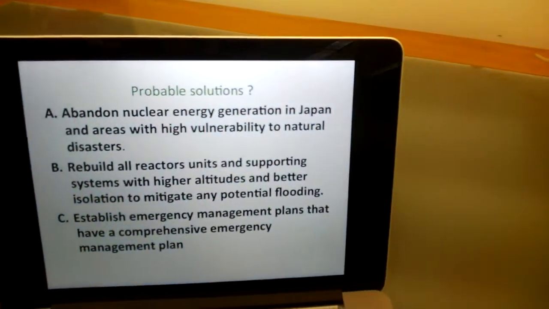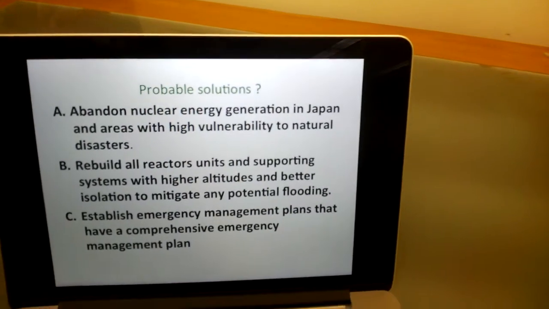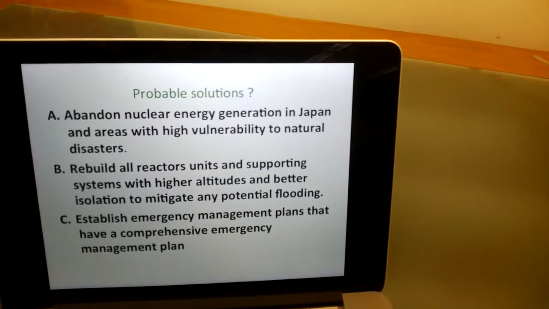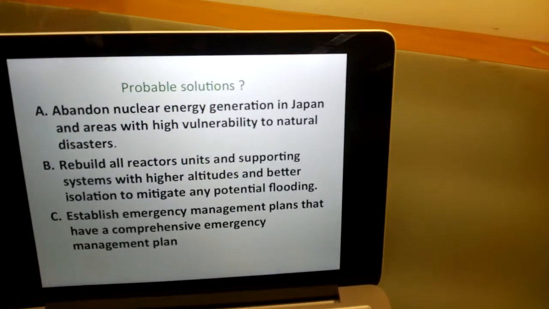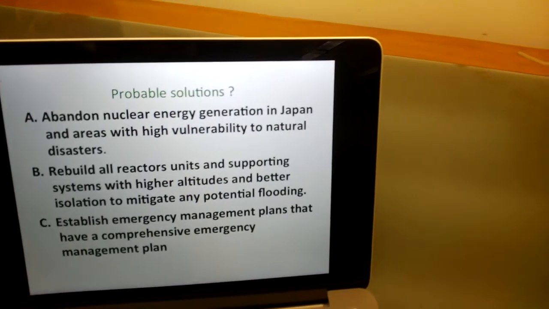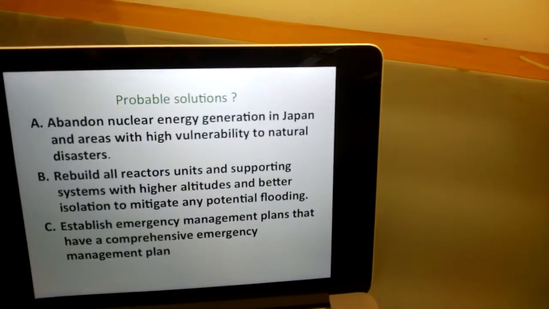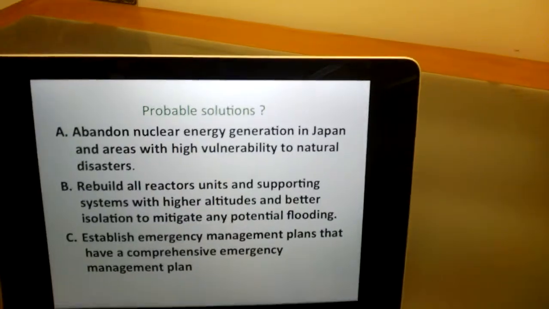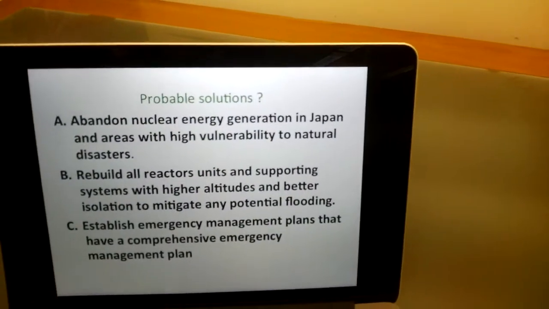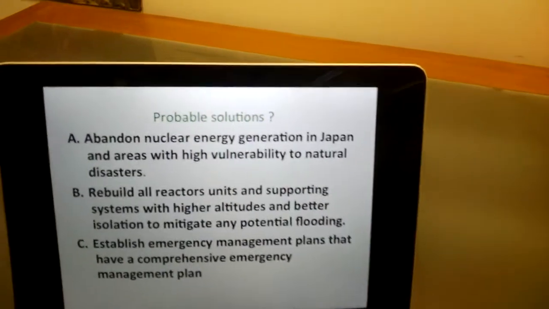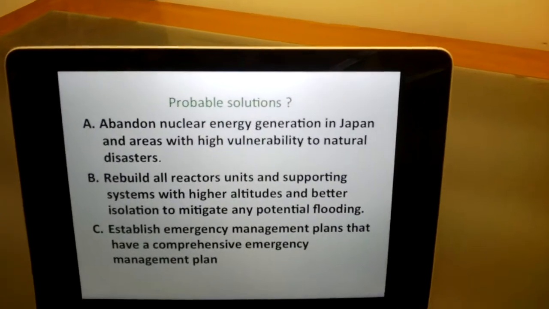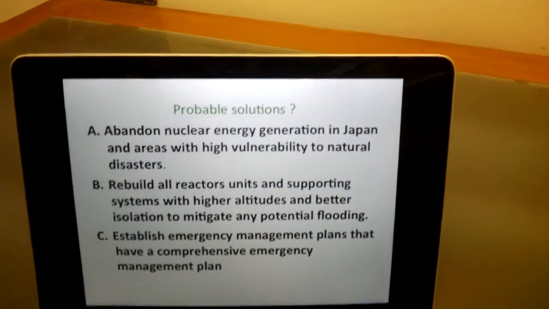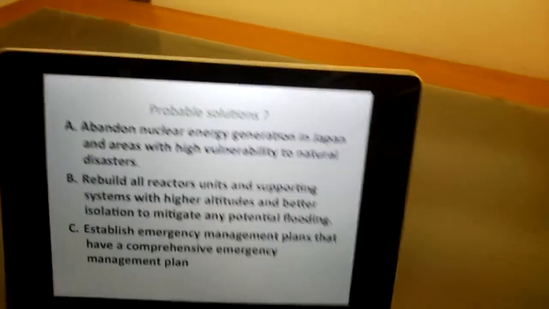Now, what could be potential or probable solutions? We could either abandon nuclear energy generation in Japan and work on other energies that are less vulnerable to natural disasters. Areas with high vulnerability to natural disasters might be a very bad place to have nuclear energy. That might mean shutting off all nuclear energy plants in Japan. That move has been started already in Japan and Germany. There are some people who are pushing for this solution.